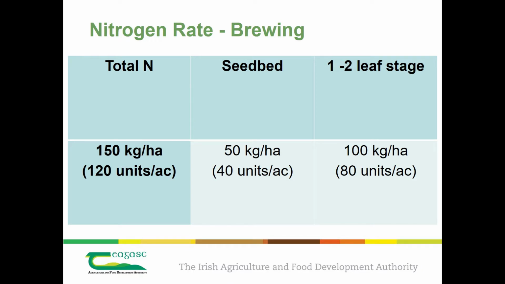For brewing barley, apply a total of 150 kilos a hectare or 120 units an acre, with 100 kilos or 80 units at the 1 to 2 leaf stage. For distilling crops, apply a total of 130 kilos a hectare or 104 units an acre, with 90 kilos a hectare or 72 units at the 1 to 2 leaf stage.